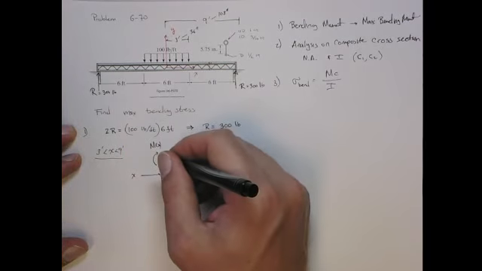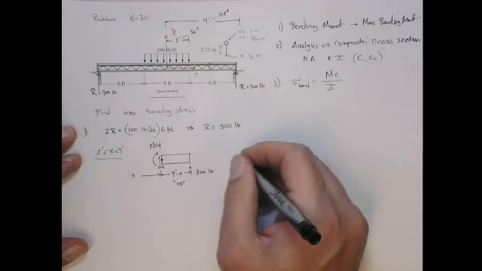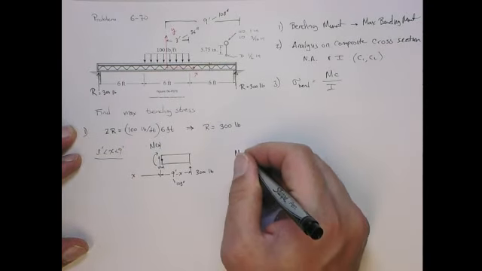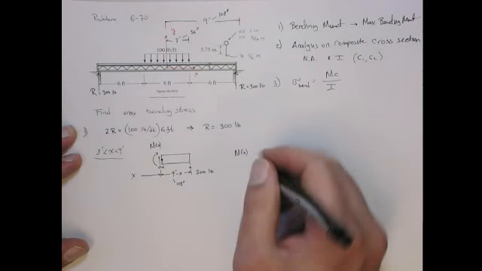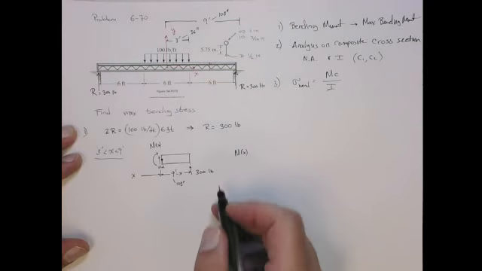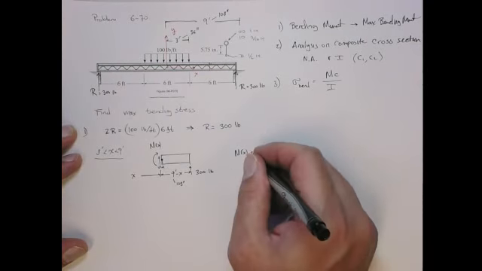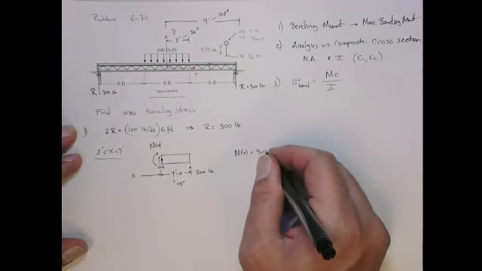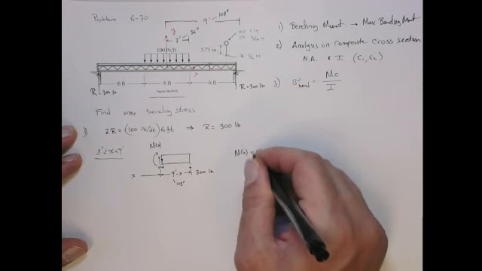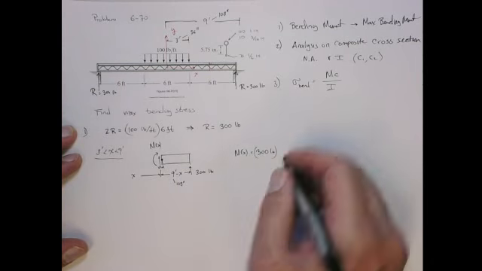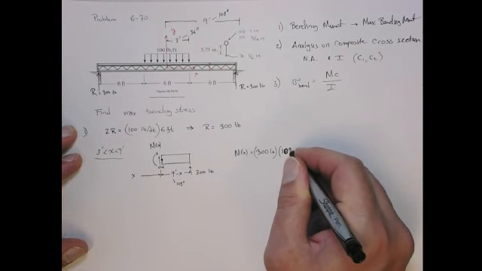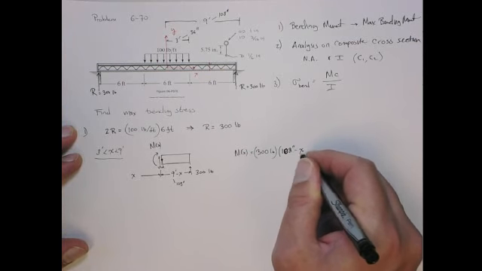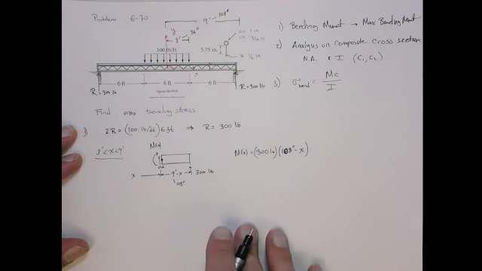So if we do sum of moments around this point here, we get the internal reaction moment, which is a negative moment, balanced by the positive moment of the 300 pounds. So that's 300 pounds, and its moment arm is 108 inches minus X. So now X is going to be in inches. All right?